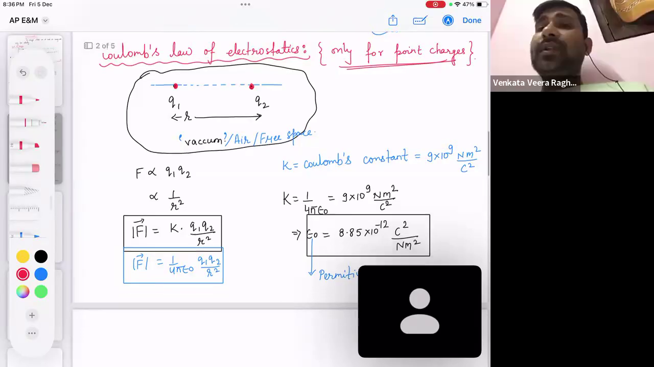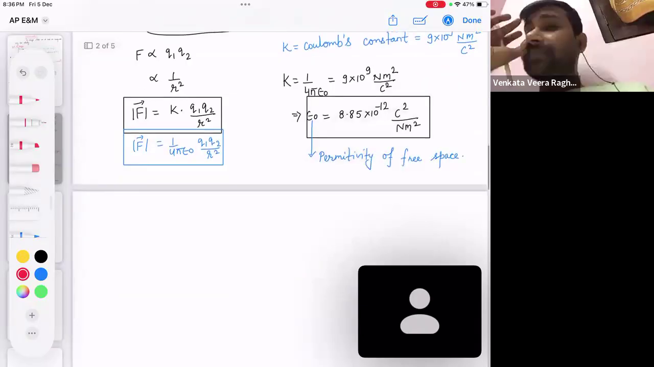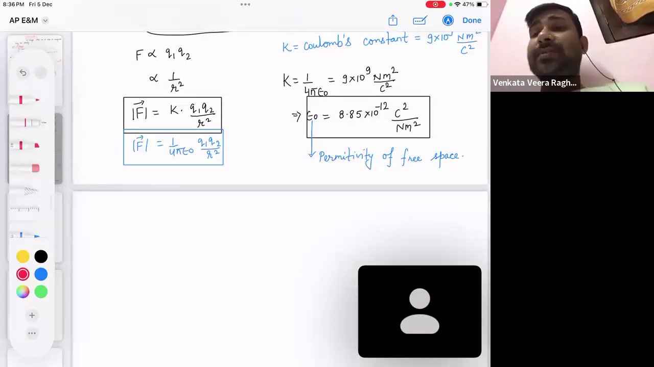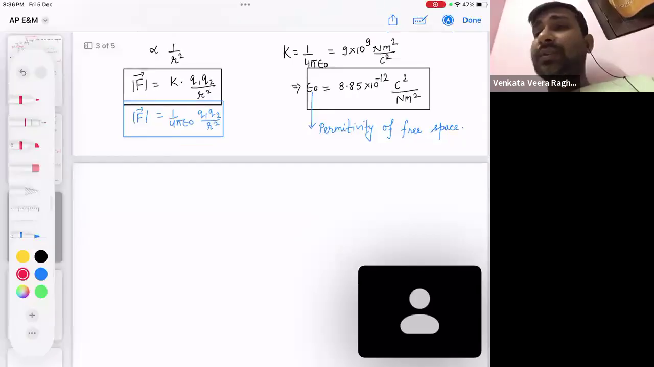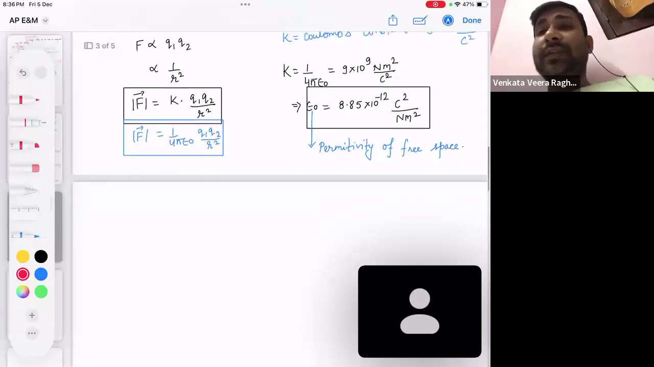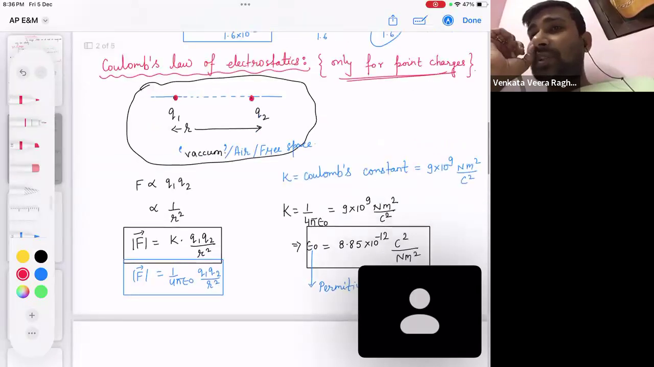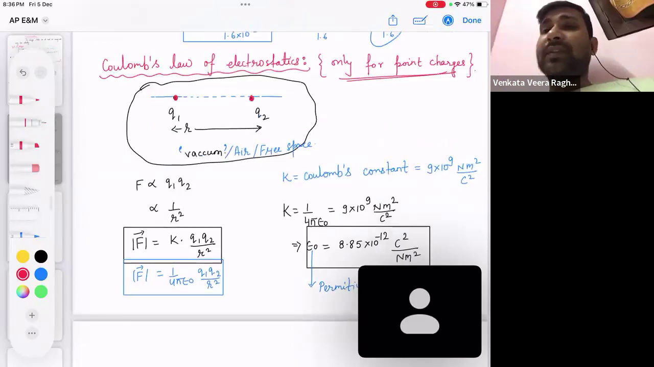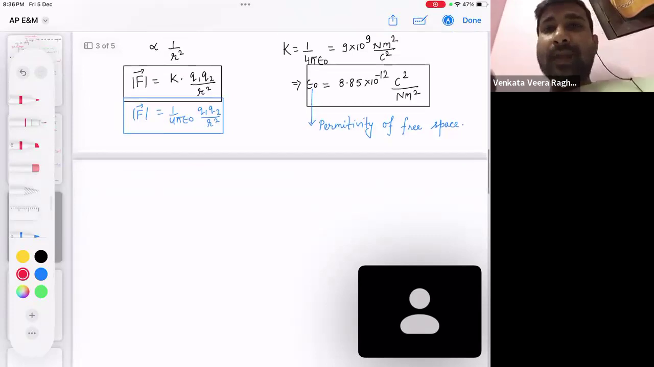So now we know the force between two charged particles. Now let's do some examples. We are going to discuss some examples on Coulomb's law of electrostatics. Let's take our first example.